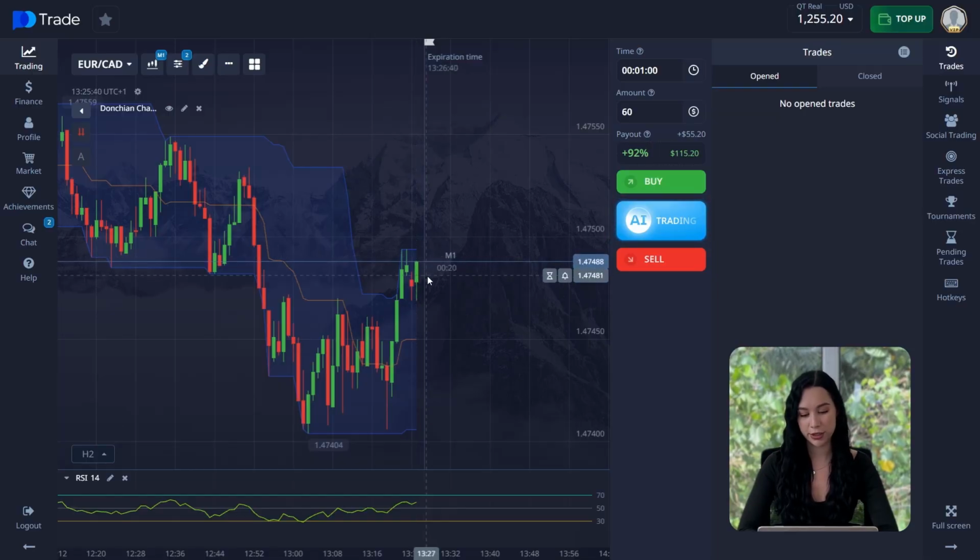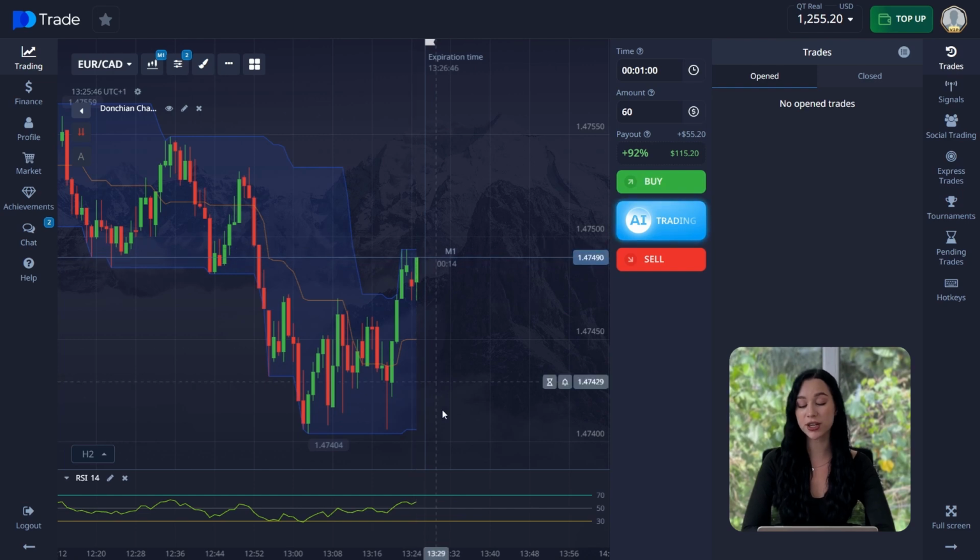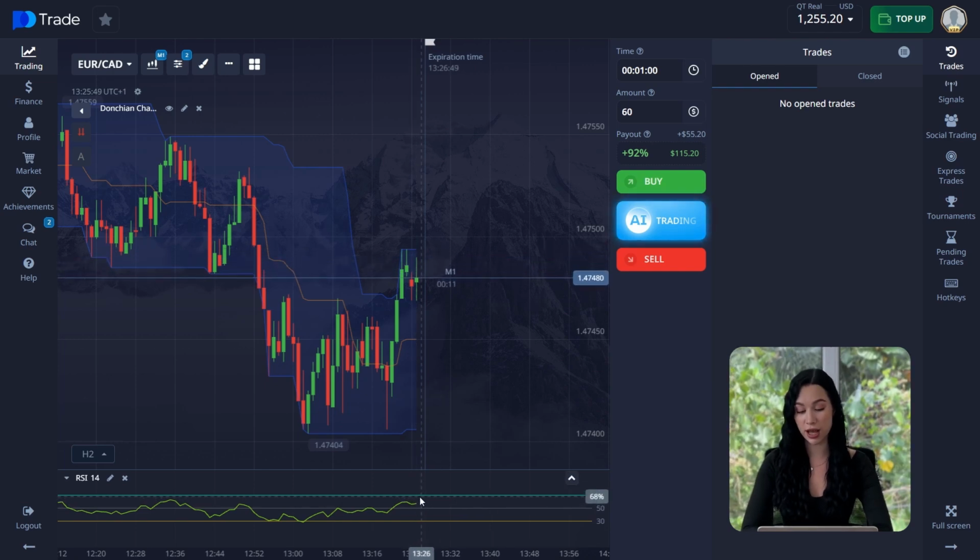But I'm just gonna leave the RSI of period 14. And for the second indicator, I'm gonna use Donchian channels, of course, one of your favorite ones, guys, as well, because with the help of Donchian channels, we can clearly see the support and resistance levels. The lines on our chart can move.